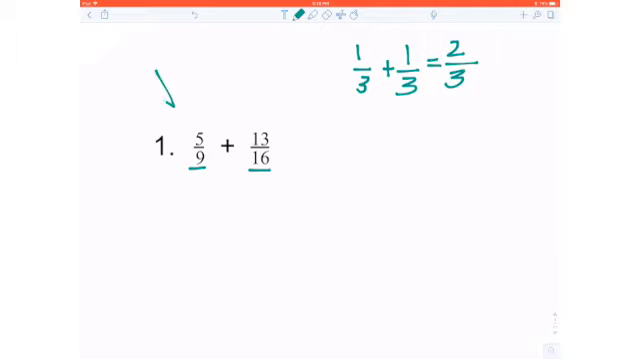Here, in this example, they're not the same. So what do we do? Well, we multiply them by each other. This side, we're going to multiply by 16. And whatever we do to the bottom, we have to do to the top as well. And this side, we're going to multiply by 9. So, let's do 16 times 9.